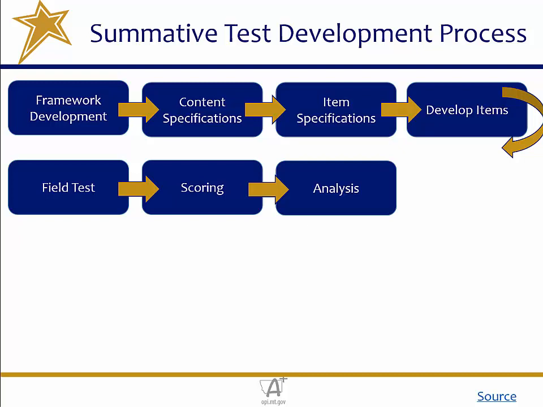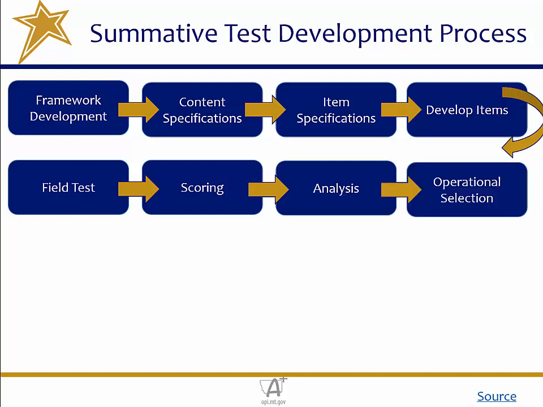Items that have passed all of these checks will become operational and administered to students. Administered items go through another scoring and analysis process similar to the field-tested items. However, these items will also be used to set performance level descriptors or achievement levels. Operational items and student performances can now be reported to the public.